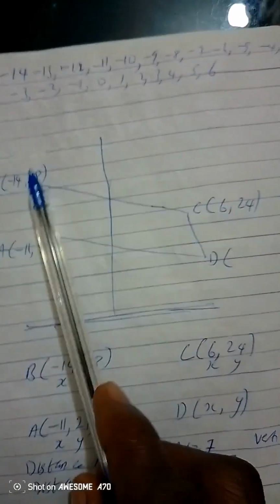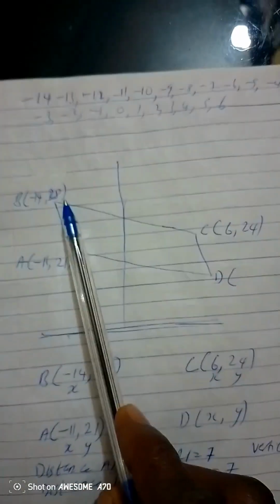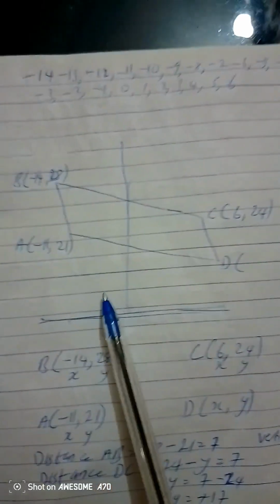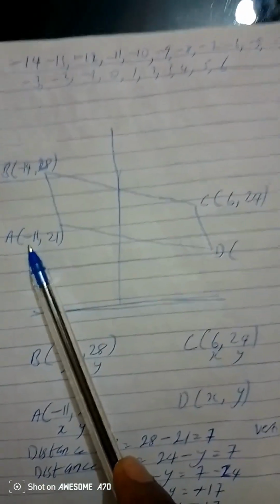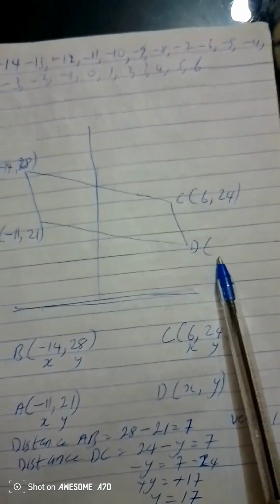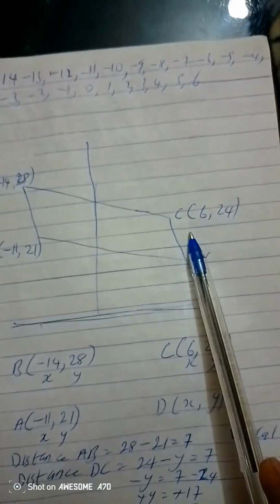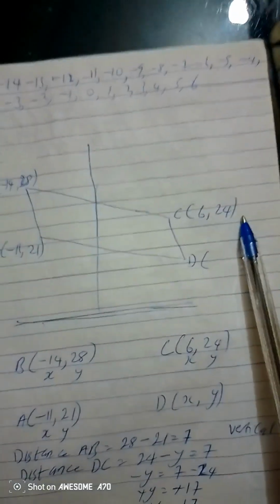So I think this one is a parallelogram. A is (14, 28). This is the coordinate for B, (-11, 21). This one is your coordinate for C, (6, 24). And we should find the coordinate for D.